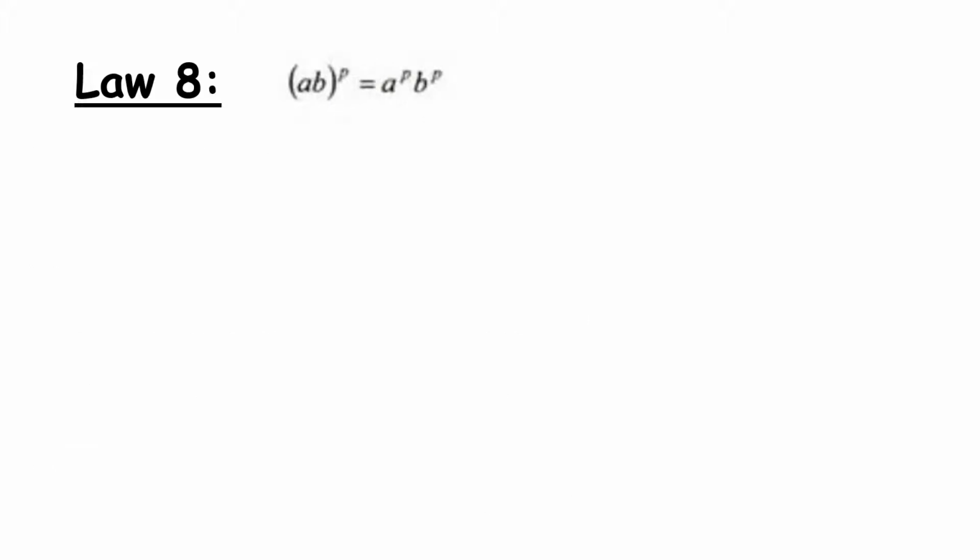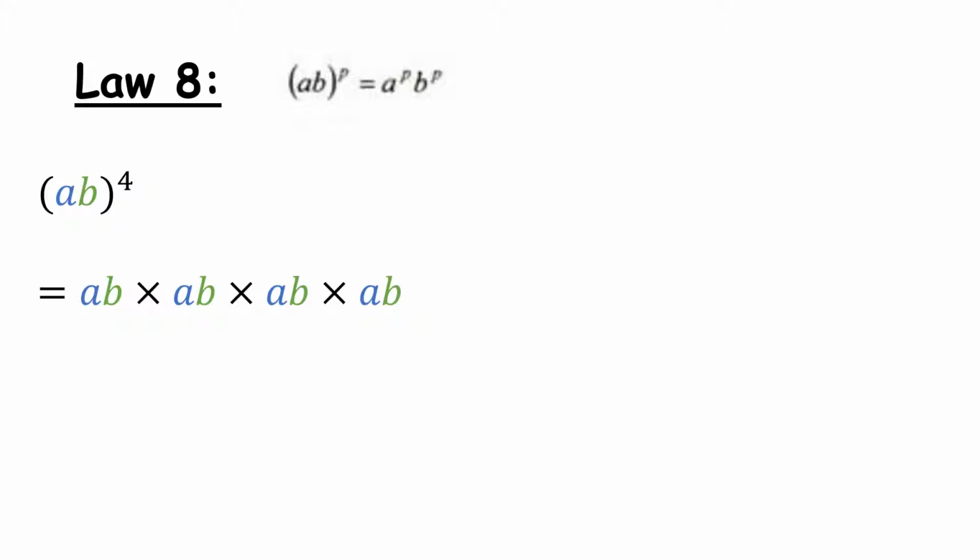So let's take a look at Law 8 now. Law 8 says ab to the power of p is equal to a to the power of p and b to the power of p. So this is where we have a bracket, and it's important that when we have a power on a bracket that everything in the bracket is affected. So let's go back to looking at examples for this. Let's take ab to the power of 4. So that is ab by ab by ab by ab.